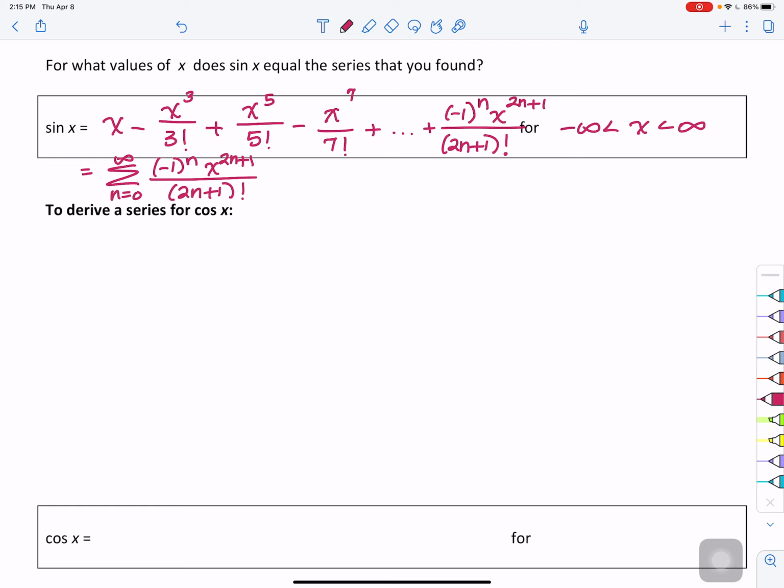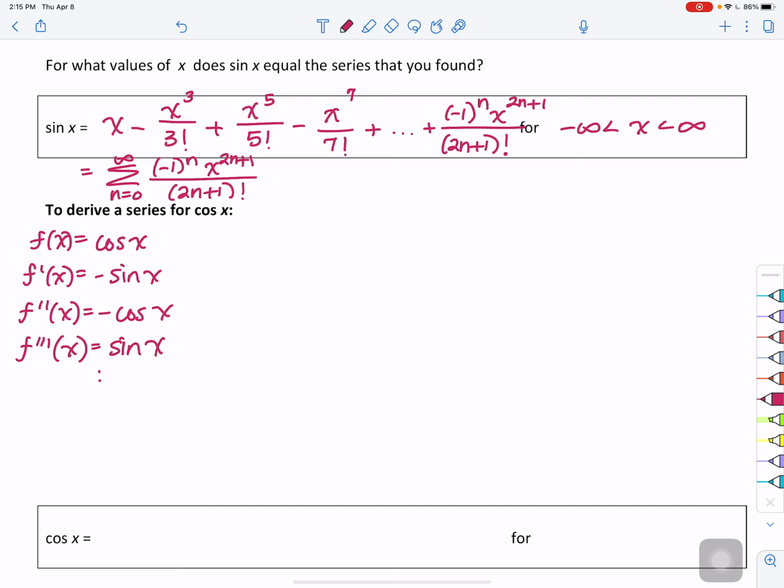So the next one that we're going to look at is the cosine of x. So let's start with f of x equals the cosine of x. f prime is negative sine of x. f double prime is negative cosine of x. f triple prime is going to be the sine of x, and so on and so forth. Since this is Maclaurin, we're going to have c equal to 0. So f of 0 is 1. f prime of 0 is 0. f double prime is a negative 1. f triple prime is a 0, and so on and so forth.